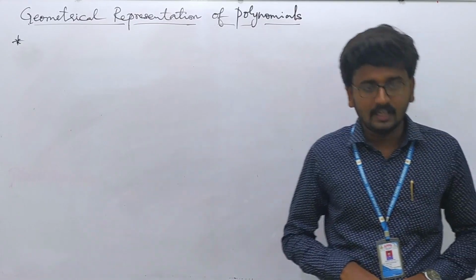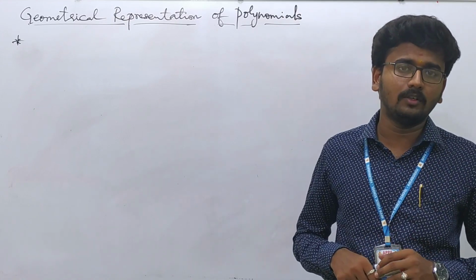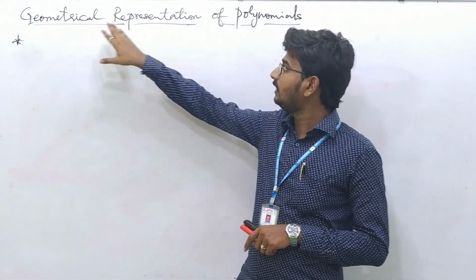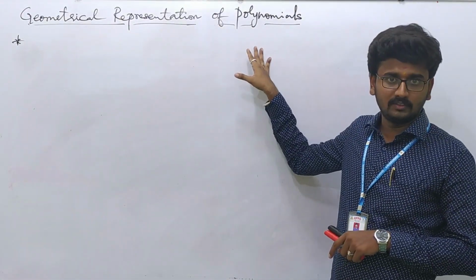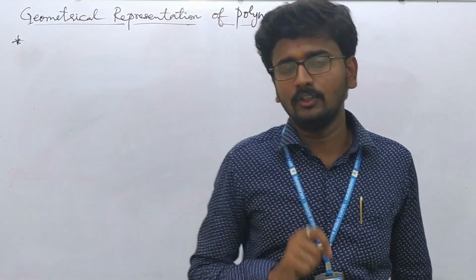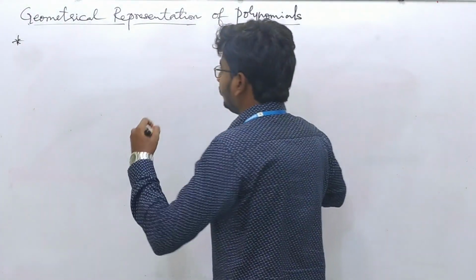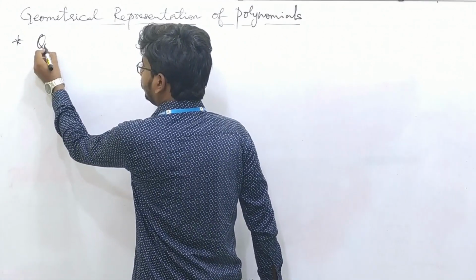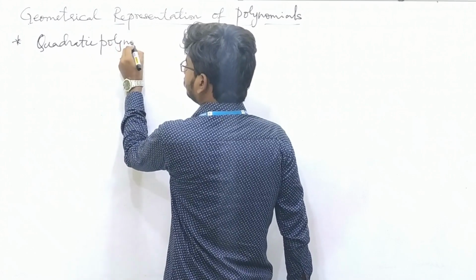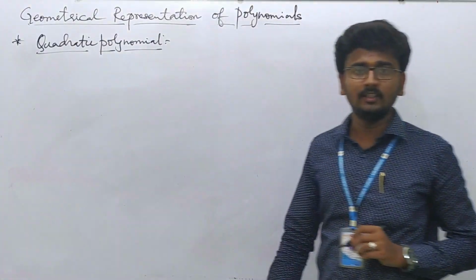Now, with the introduction part done, we'll go to the actual concept of the chapter polynomials. Coming to the very first thing, that is geometrical representation of polynomials. In this, we can represent geometrically, means through a graph, linear polynomial, quadratic, cubic, whatever. For your concept, you have the quadratic polynomial. Quadratic means degree 2.